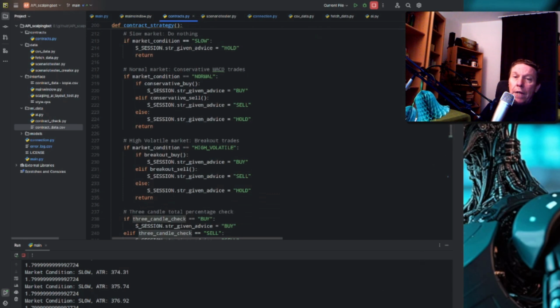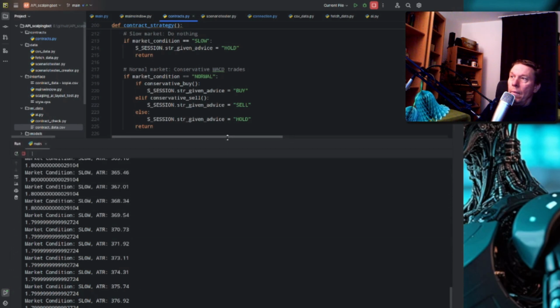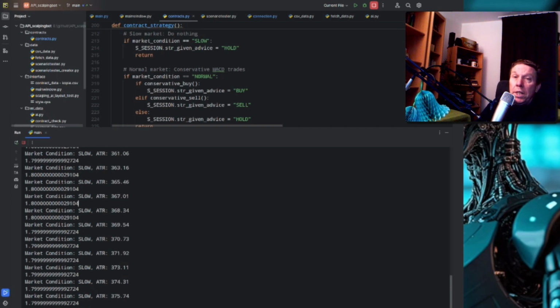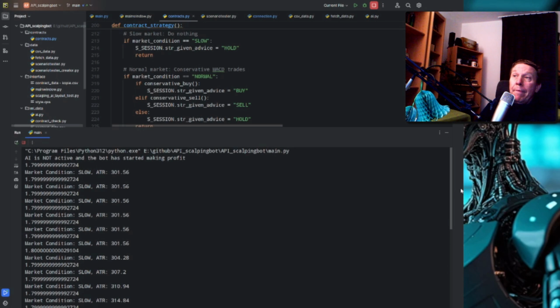If we look at what happens today in the lower part, I will bring this one up a bit. Then you see that the market condition is slow, slow, slow, with an ATR of 367, and we have a printed change, the print I did, of 1.8, 1.7, 1.97, 1.8, so nothing much was going on, and I'll leave it for today.